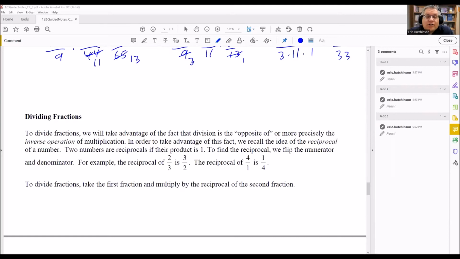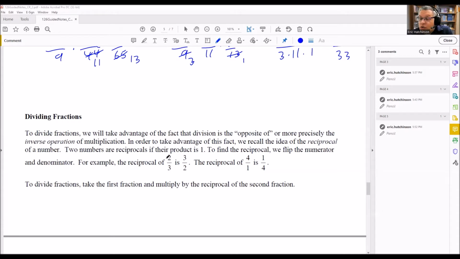When you divide fractions, it's the same thing as multiplying the top fraction by the reciprocal of the bottom fraction. So what do I mean by reciprocal? So if we look at this here, okay, inverse operation of multiplication. So reciprocal is just the fraction flipped over. Okay, so all you do is you flip the numerator and denominator.